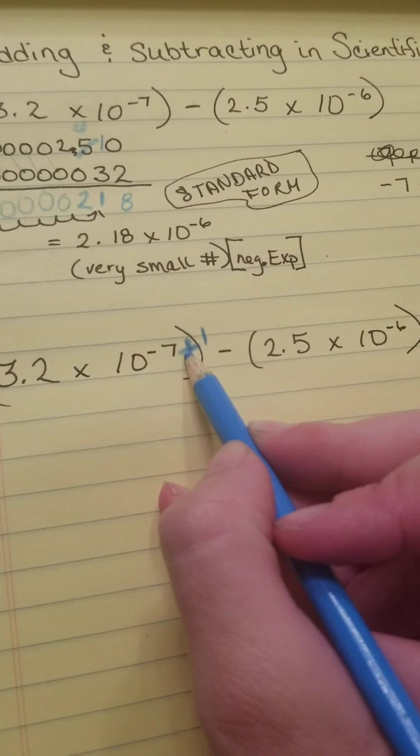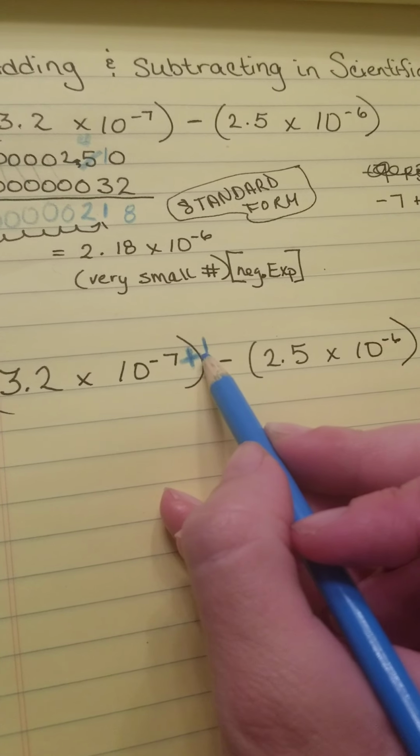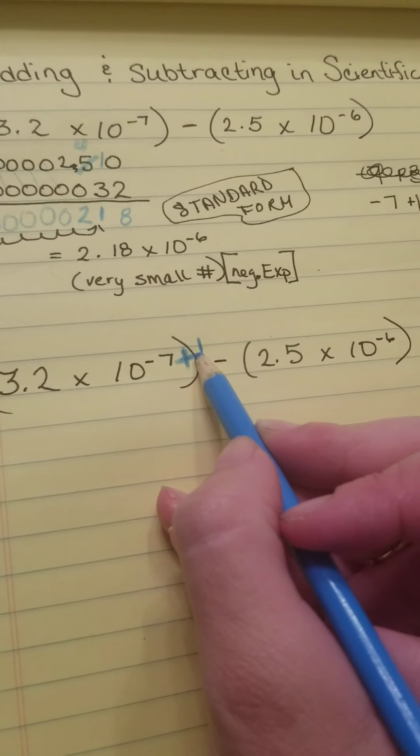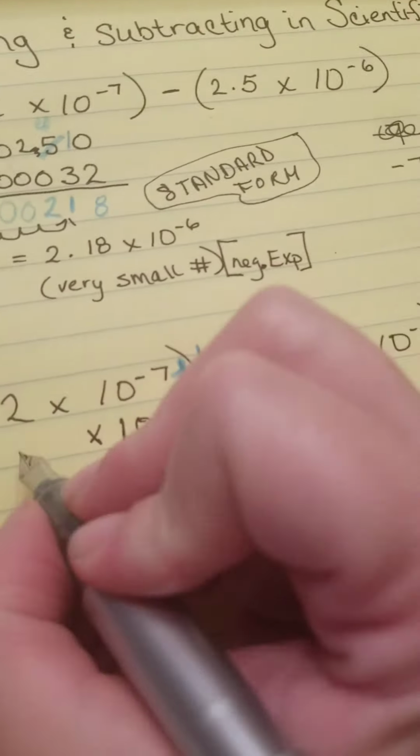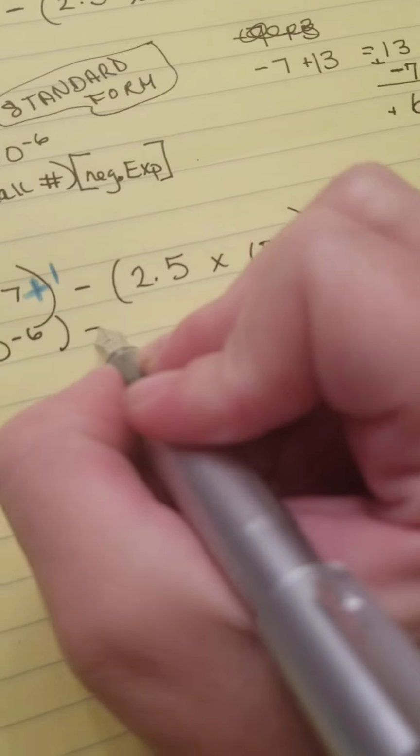-7 plus 1 is, you borrowed 7, you gave 1 back, you still owe 6. So if I add 1 to this, I'll get 10 to the -6. All right, if I make this one bigger by 1, I have to make this one smaller by 1. Yes, that's right, smaller by 1. So I'm going to move the decimal place over 1 to make it smaller by 1. So now I have 0.32, 32 hundredths.